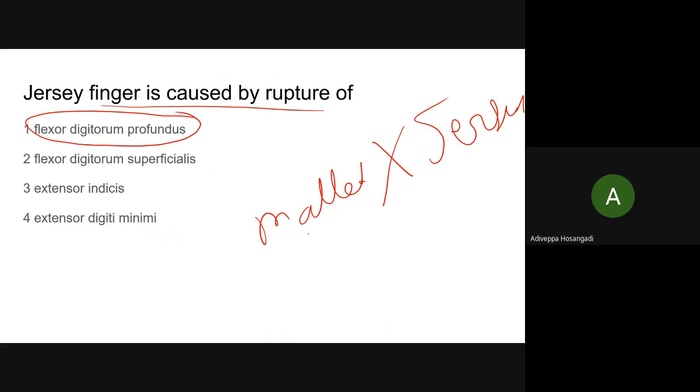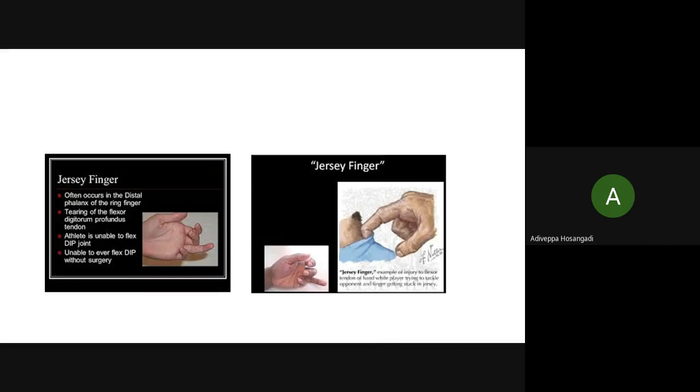Mallet is rupture of the extensor tendon. Jersey is the flexor tendon. Of course, there are two flexor tendons, but it is flexor profundus, not superficialis, because profundus is attached to the base of the distal phalanx. I'll show some diagrams, then it will be easy to understand.